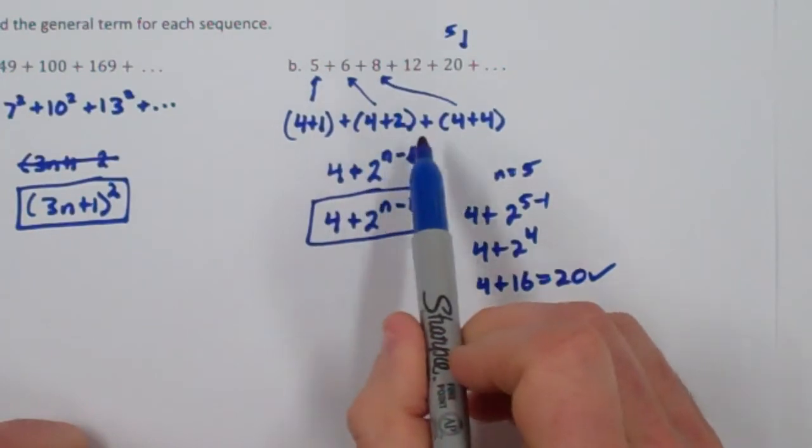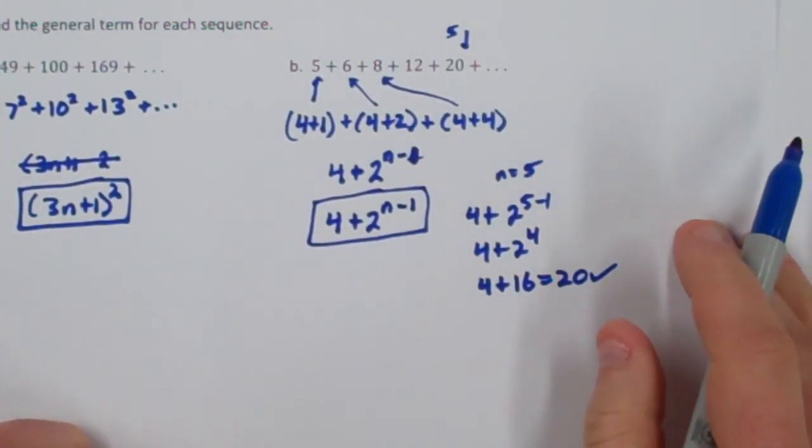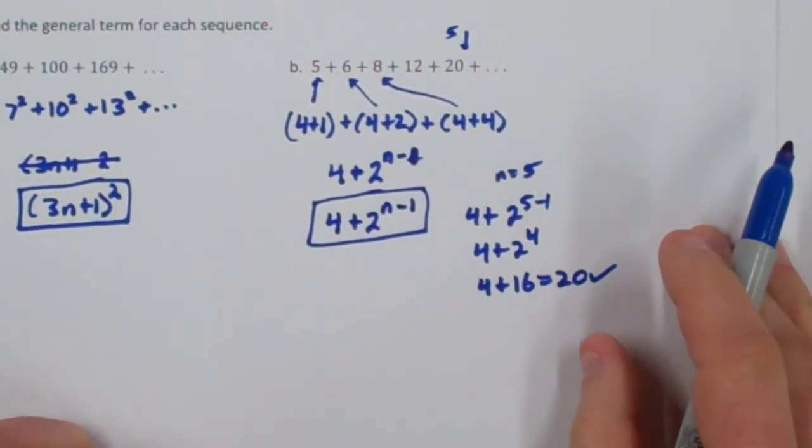So just try to see if you can find a pattern between the numbers, and oftentimes that will lead you to the correct result.